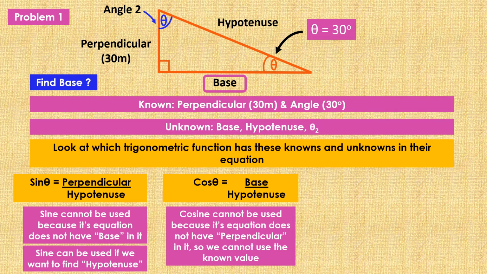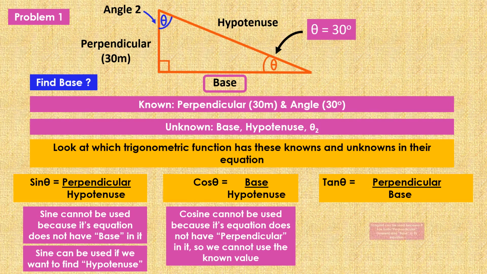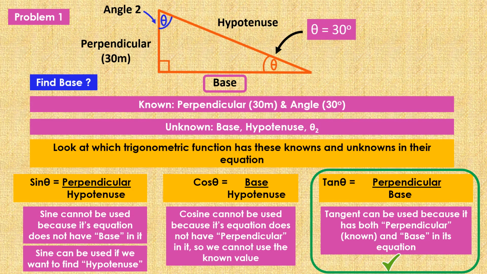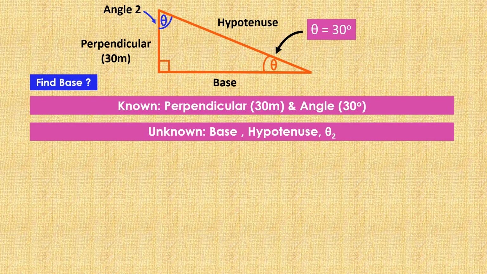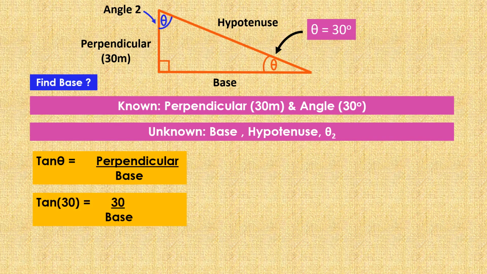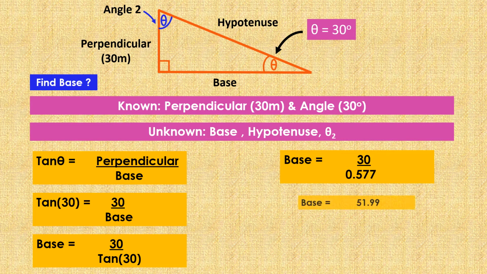Let's look at the tangent function. So a tangent function is perpendicular over base, and it has both the known value, which is perpendicular, and the unknown value, which is base. So we can use a tangent function to start solving the right-angled triangle and start calculating the base. So tan theta is perpendicular over base. Tan 30 degrees will be 30 divided by base. We solve it for base and we get 51.99, and then we include the unit of the length. So the base is 51.99 meters.